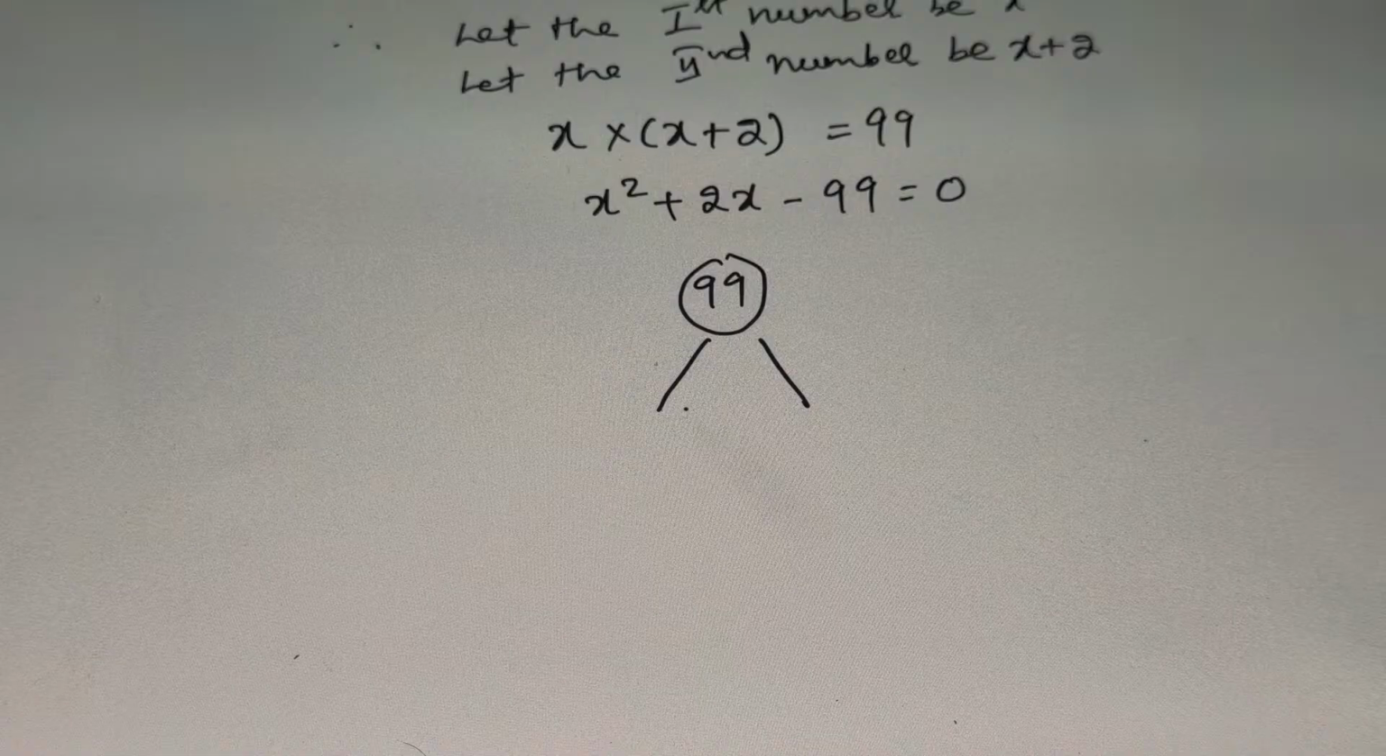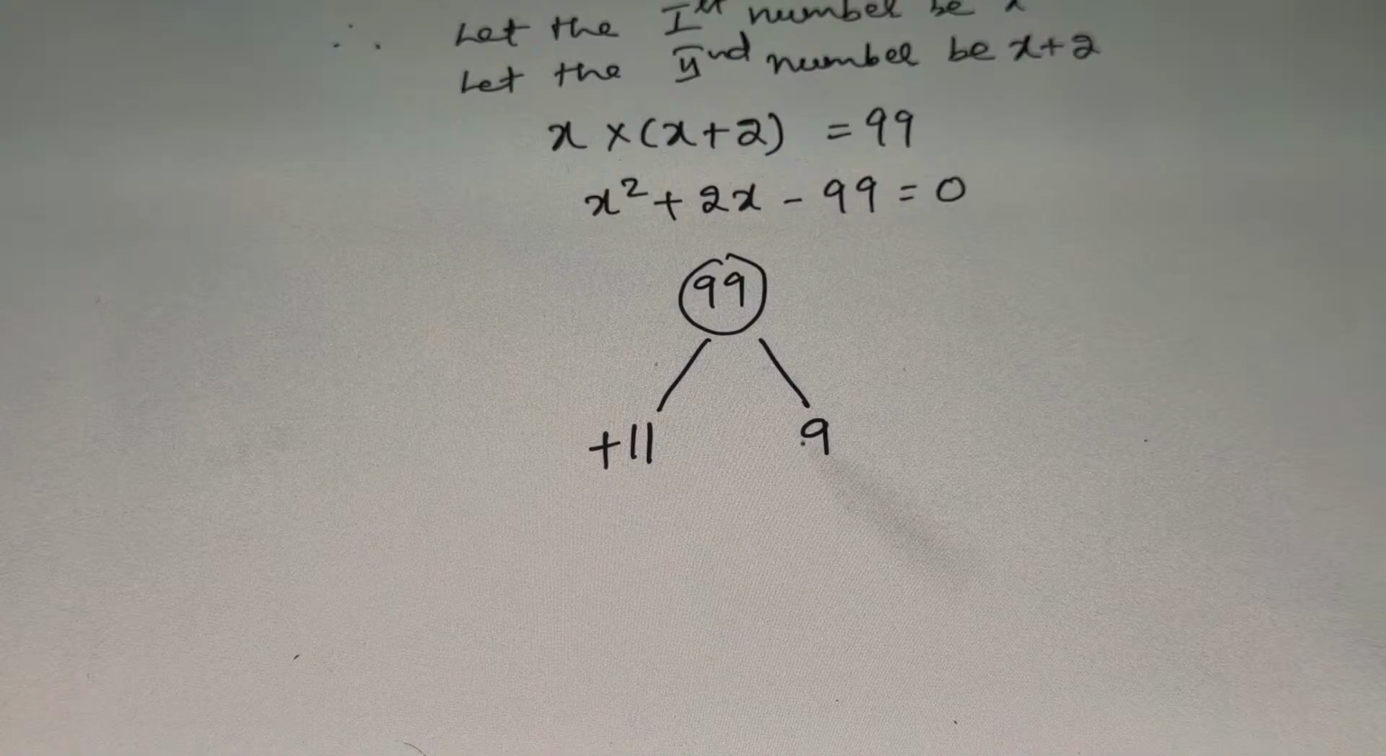So the factors to get 99: the first number is 11, and the second number is 9. So we can see both are odd numbers. 11 and 9 are odd numbers.